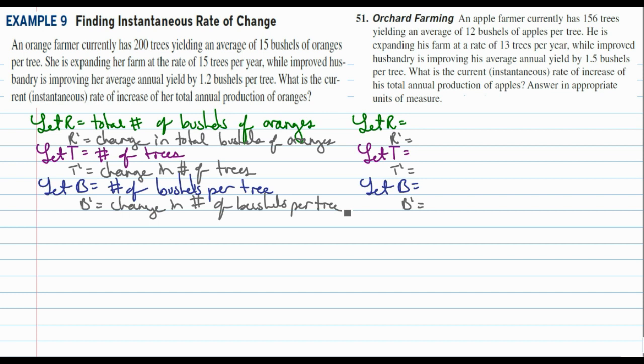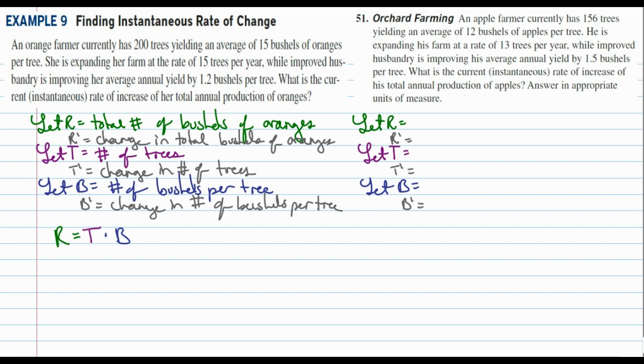Now this may sound really confusing, but here's some good news. Every calculus word problem starts out with a basic Algebra 1, Geometry, or Algebra 2 setup. That's it. Really, really basic. So for example here, look at R, T, and B. No derivatives involved. Her total number of bushels of oranges is going to equal the number of trees she has times the bushels per tree. That's it.